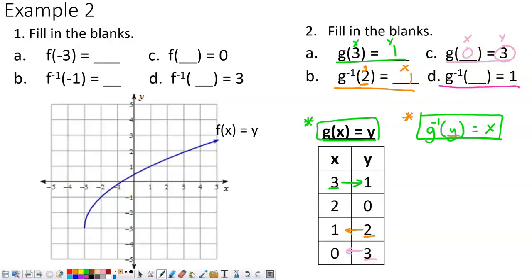Last one. This is g inverse, and when you're doing g inverse, this number is, sorry, that's incorrect. This number is the x, and this number is the y. So I want to look for where does x equal 1, and the answer that goes with that is 2. Notice that I just asked the same question twice, just in a different way. All right, so there you guys go. That is how you solve and evaluate inverse functions using graphs and tables.